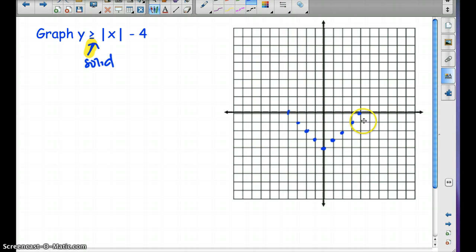If I plug in 4, am I going to get 0? Yeah. So let's go ahead and graph this. Make it purple here. And it goes like this.